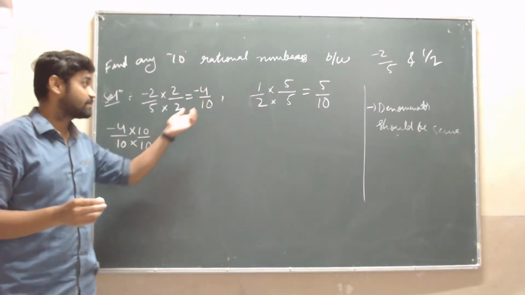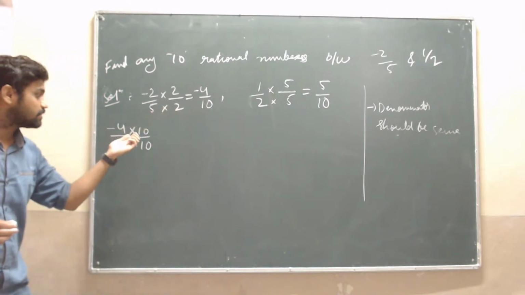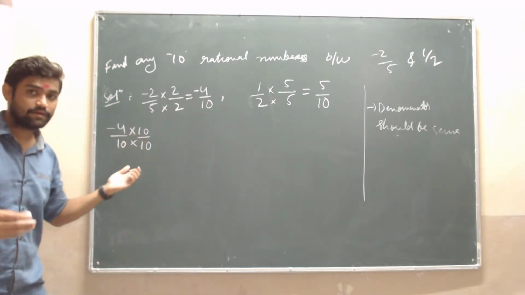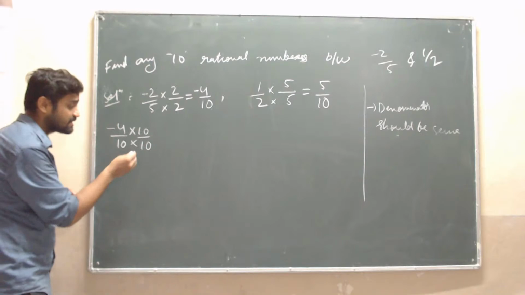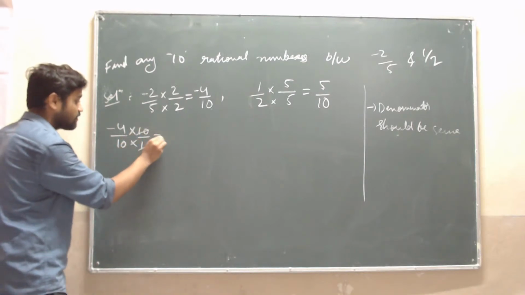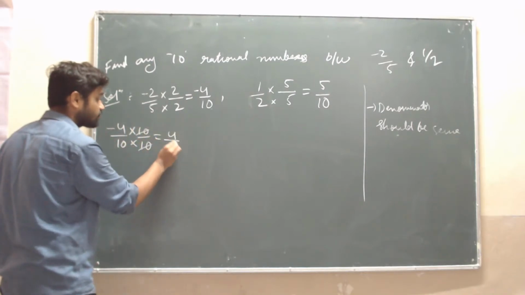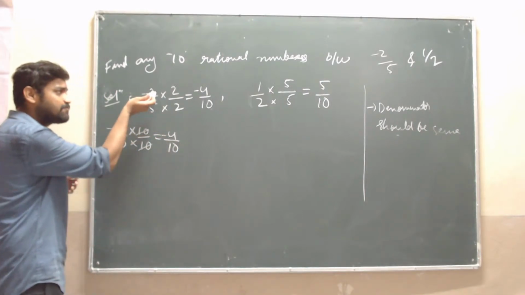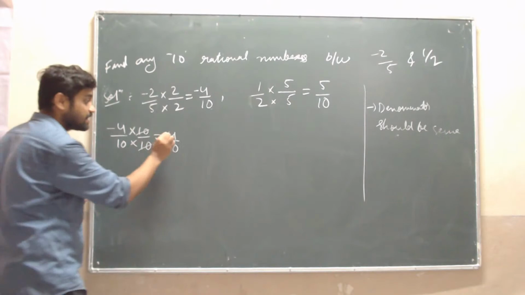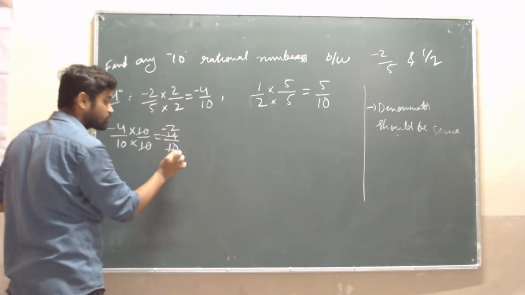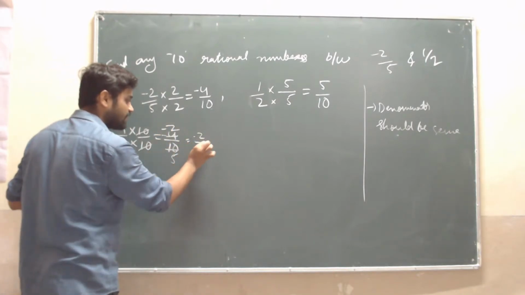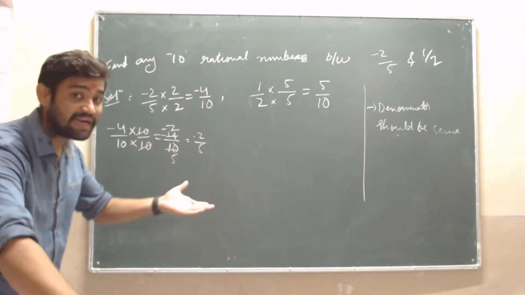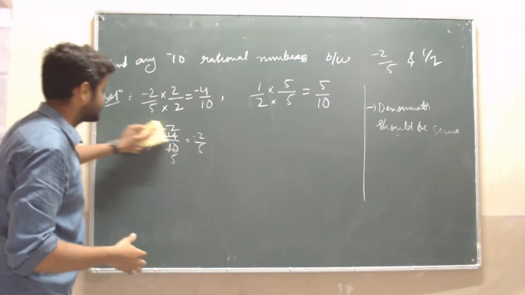That's why we are multiplying 10 and dividing 10. It will give the same answer. What is the answer? Minus 4 by 10, and minus 4 by 10 is equal to minus 2 by 5. 2 2s are 4 and 2 5s are 10, minus 2 by 5. It is the same, but we are multiplying and dividing, isn't it?